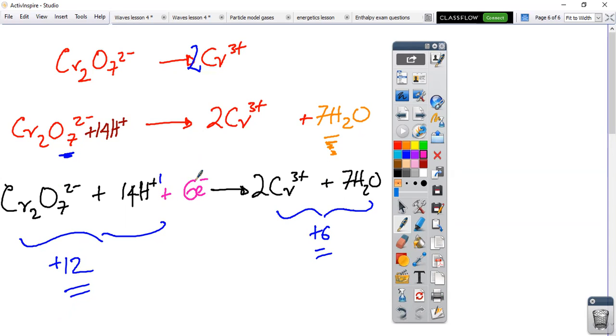So that method, if you are lost, you could have gone about it by looking at the oxidation states and you'd have come up with 6. But I've shown you a much quicker method if you really run out of time in your exam and you want to do this pretty quickly.